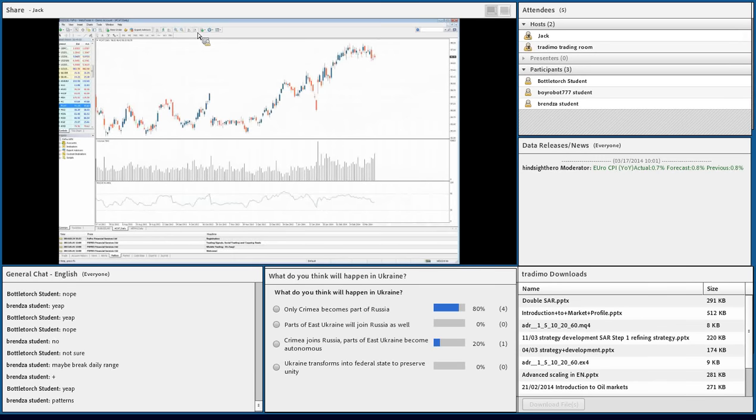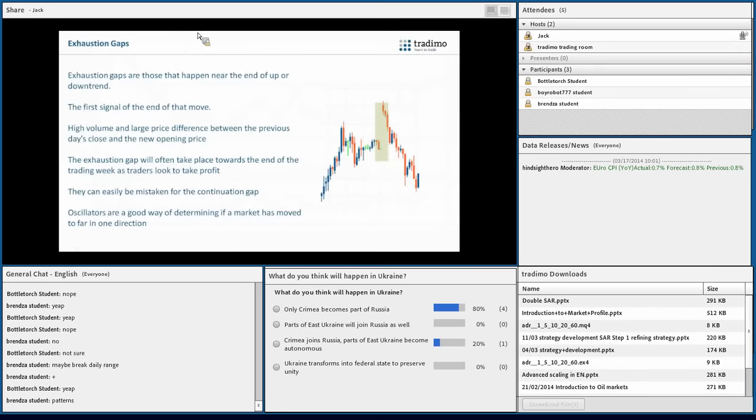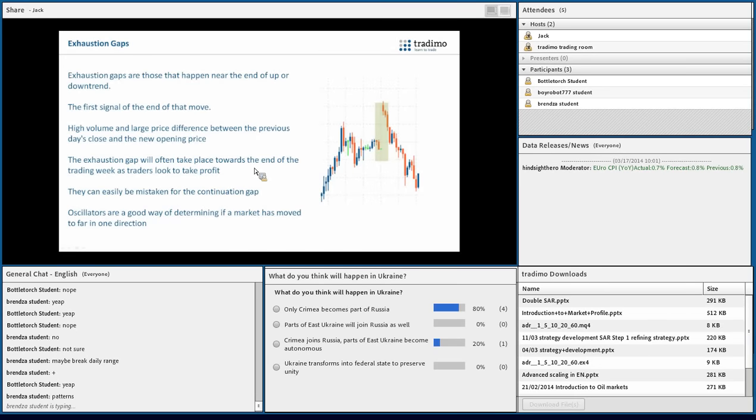So guys, any questions so far about gaps? As I've said, we cannot trade the exhaustion gap on the actual day it forms. We have to wait a day or a period. And oscillators are a good way. Any ideas, guys? Any questions? Anything you want to talk about? Everyone understand everything so far?